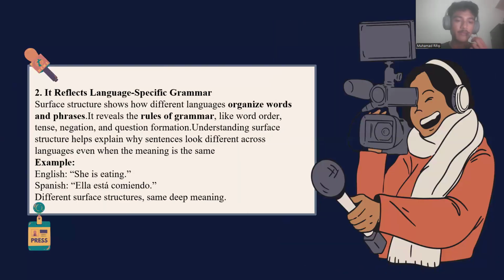The next, it reflects language-specific grammar. Surface structure shows how different languages organize words and phrases. It reveals the rules of grammar like word order, tense, negation, and question formation. Understanding surface structure helps explain why sentences look different across languages even when the meaning is the same. For example, English, she is eating. Spanish, ella está comiendo. Different surface structures, same deep meaning.